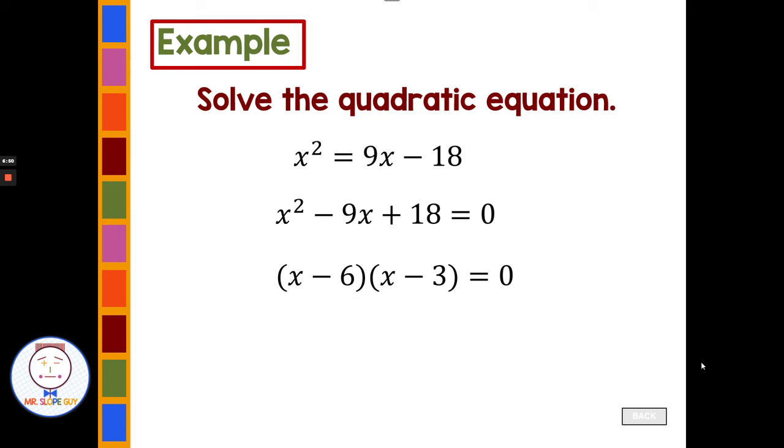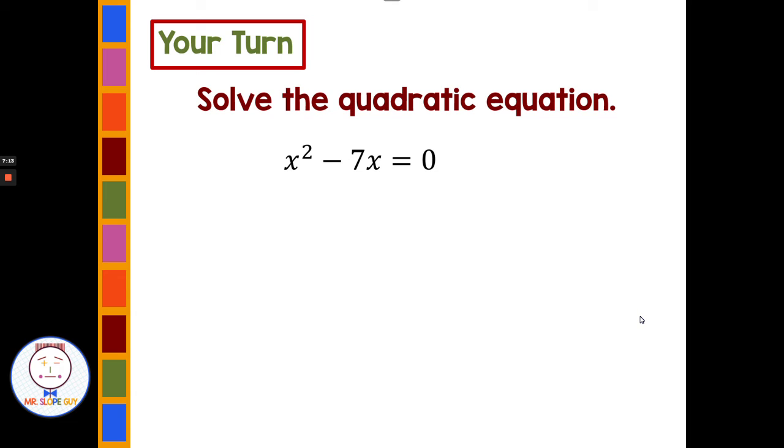Now that I'm factored, I can take each of these factors and set them up equal to 0. I can do x minus 6 equals 0, or even in my head, what would make this 0 if x were 6? Or I could set this equation up as well, x minus 3 equal to 0, add 3 to each side, and I get my two solutions of 6 and 3.